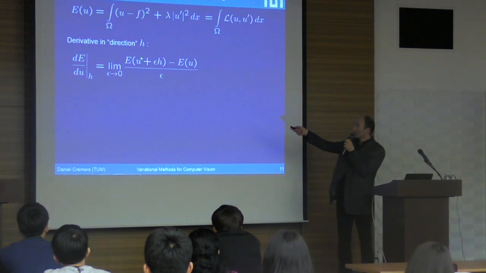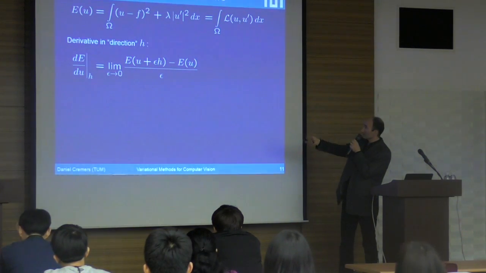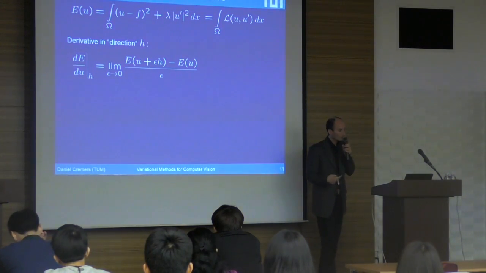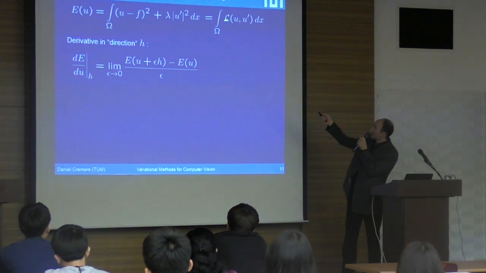How do I define it? I measure the energy at u plus some offset epsilon h minus E at the original location u. I divide by epsilon and let epsilon go to 0. Very classical definition of derivative. Now we can introduce this form in here.